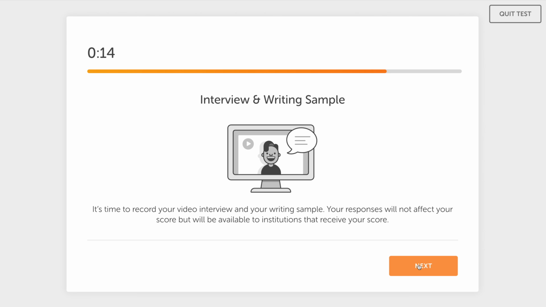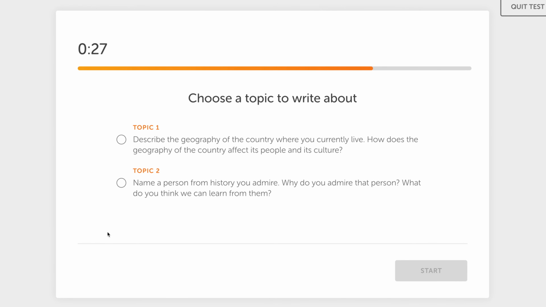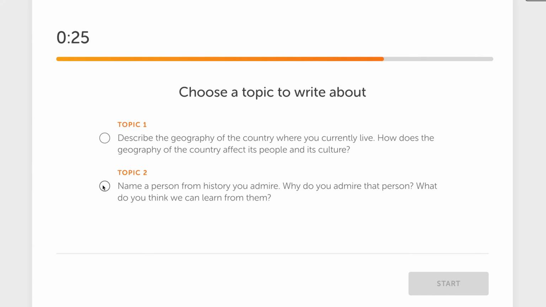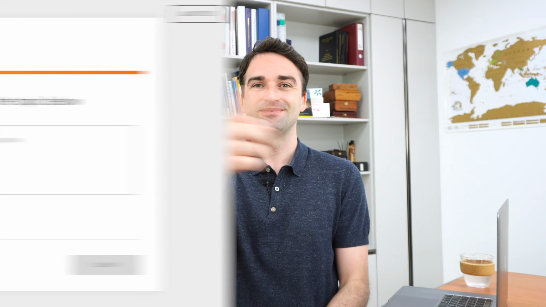Hi friends, in this lesson we're going to take a look at the writing sample which comes at the end of the Duolingo test. This writing sample is ungraded, so you don't get scored on it, but your university, the one you're applying to, can read your sample. So even though it's ungraded, it is very important you do it well. And in case you don't know, on the test it looks like this.